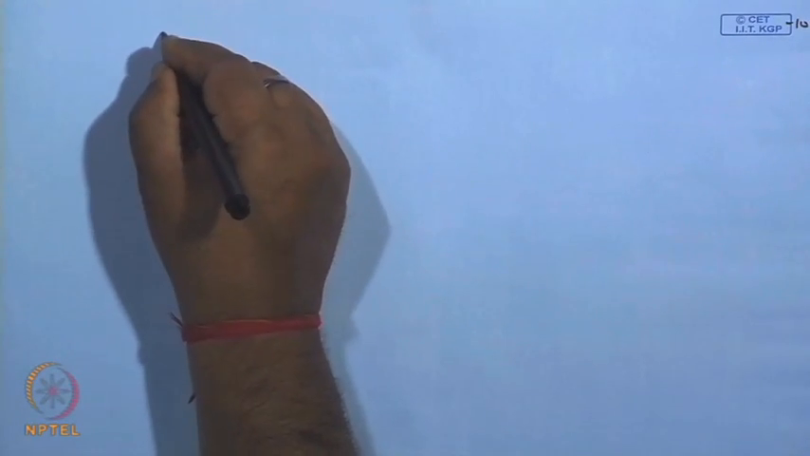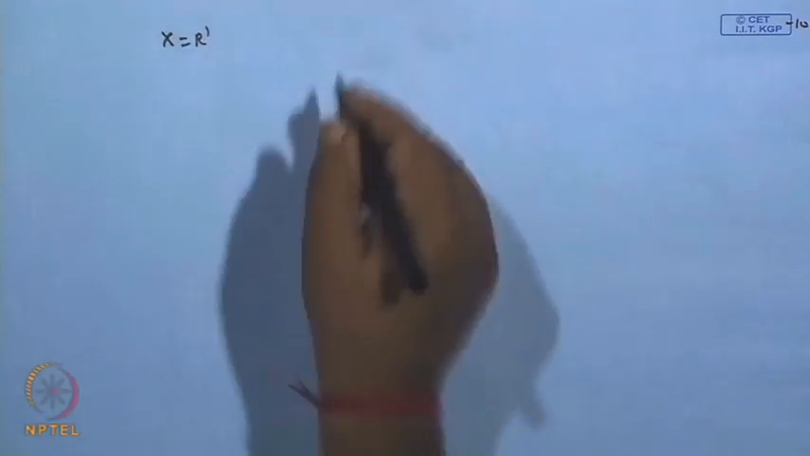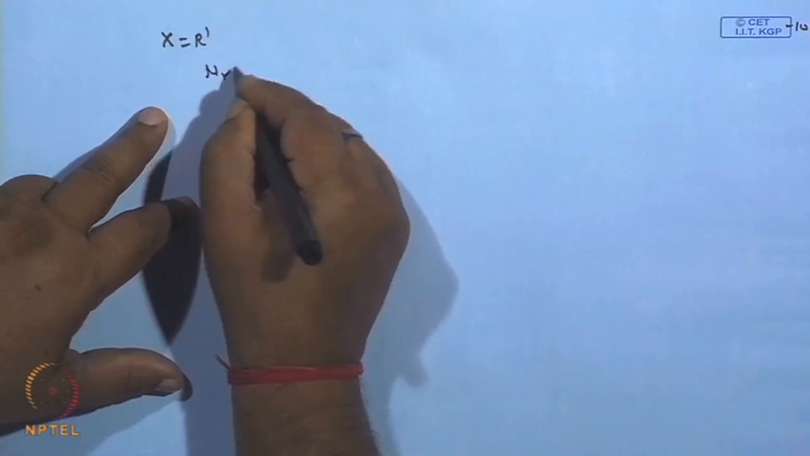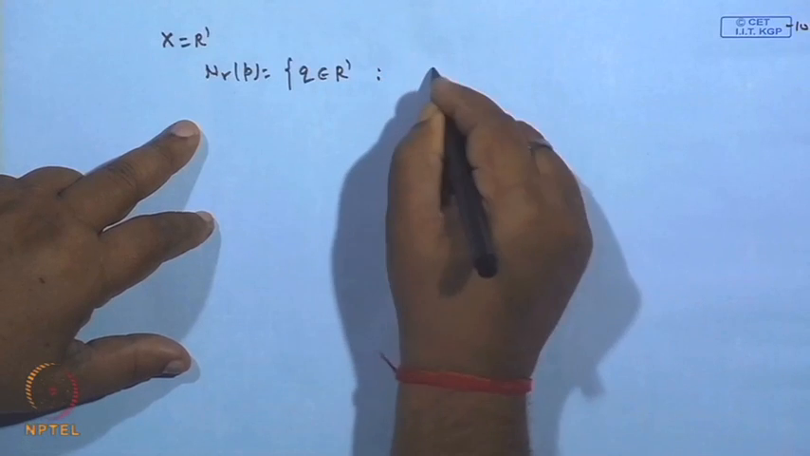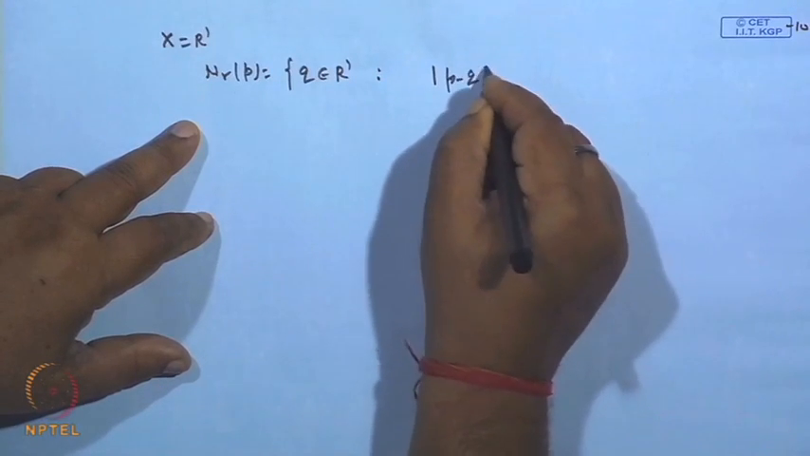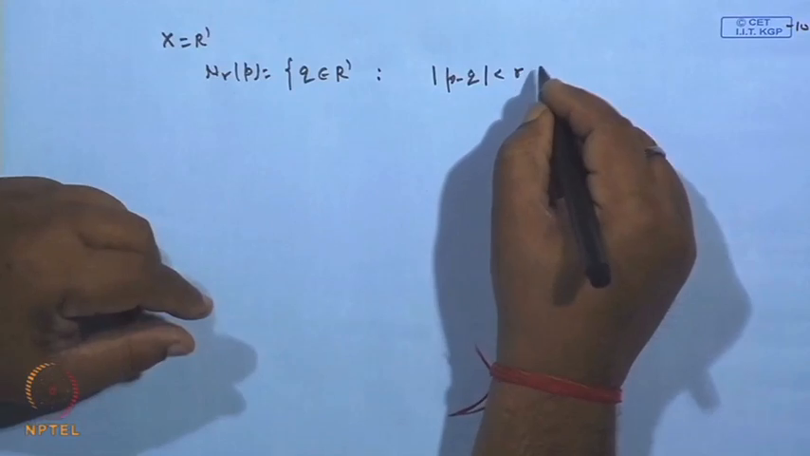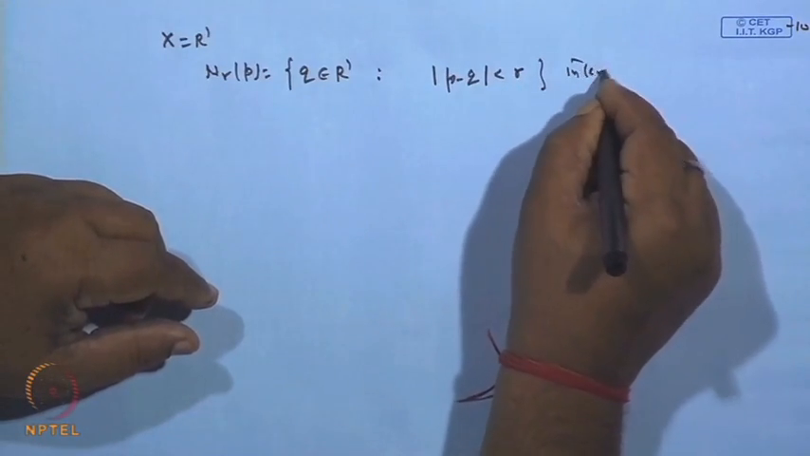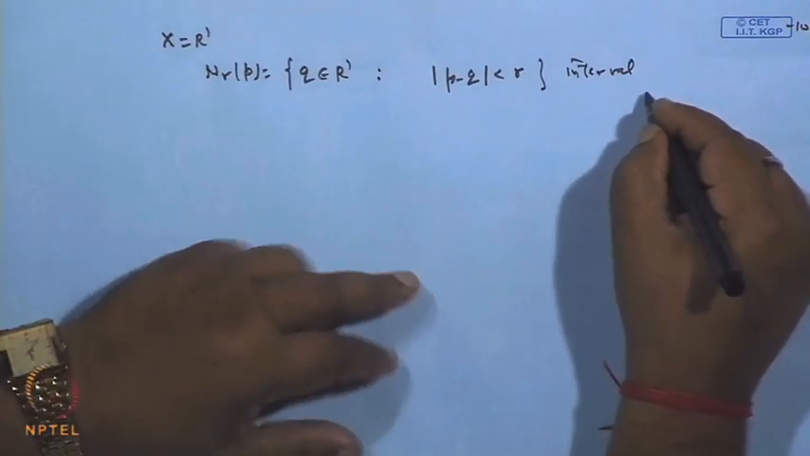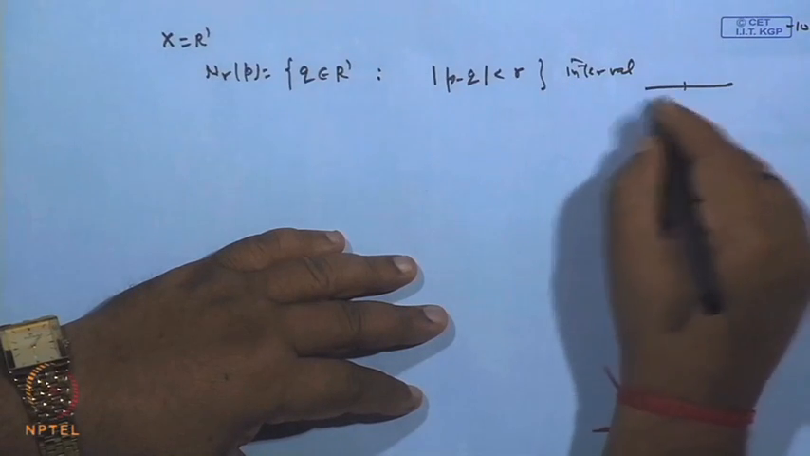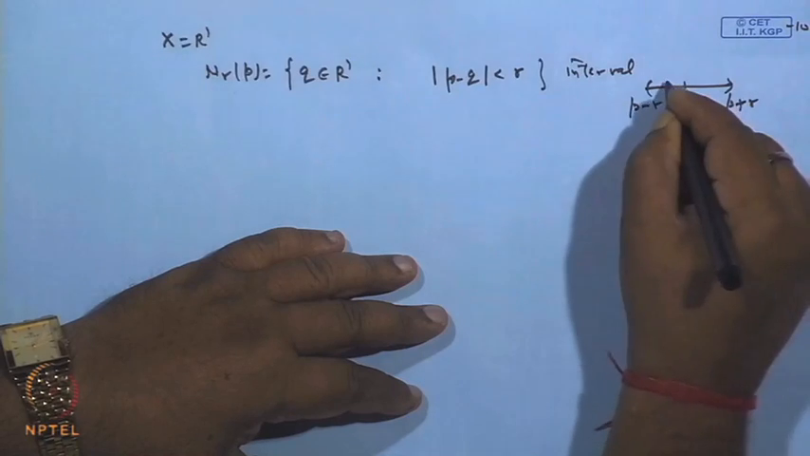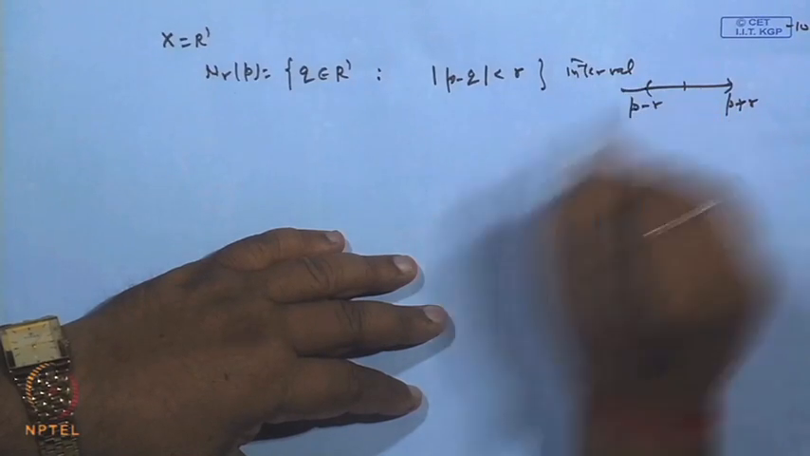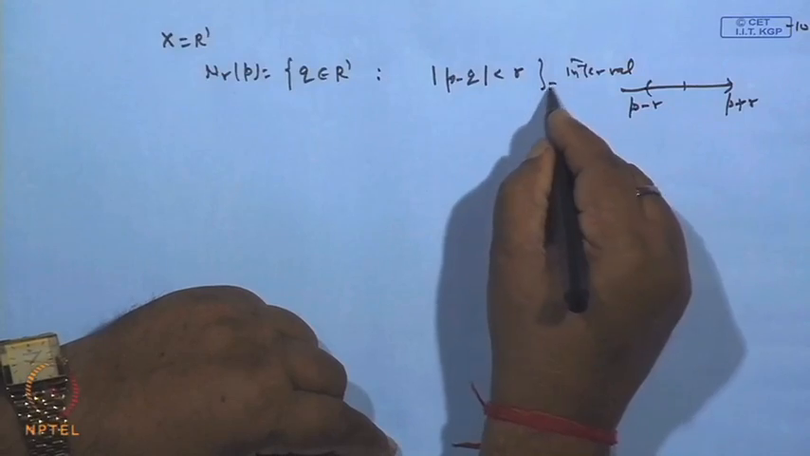For example, in the case of the real line, if X is R1, then this neighborhood N_R(P) is nothing but the set of Q belonging to R1 such that mod of P minus Q is less than R. That is, it is an interval lying between P minus R and P plus R, and Q will be a point somewhere here.